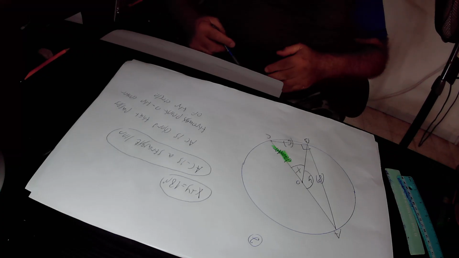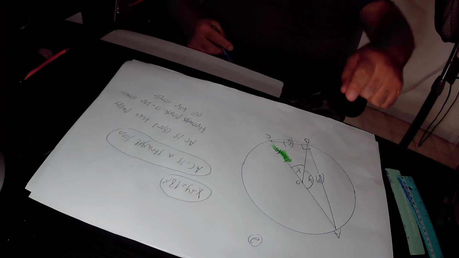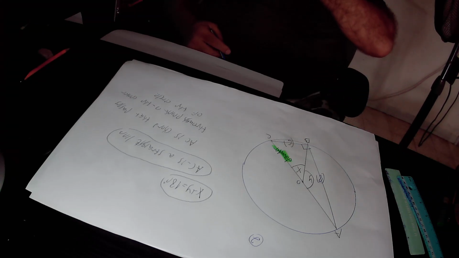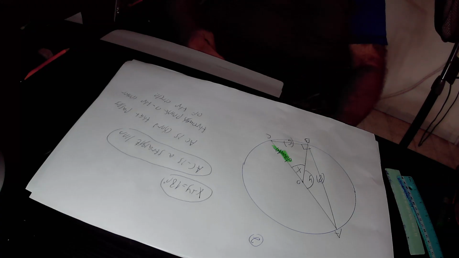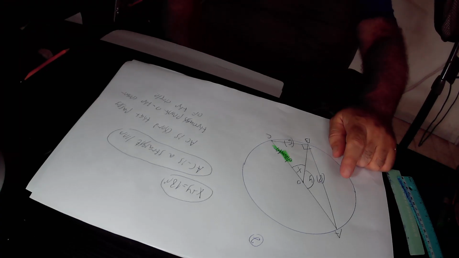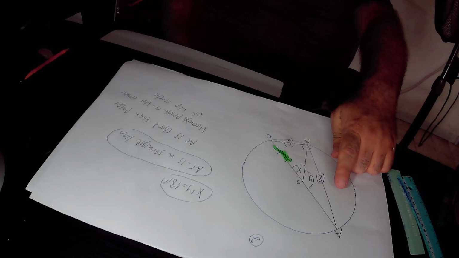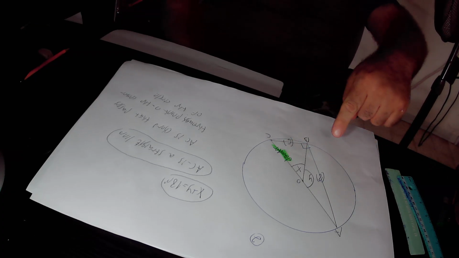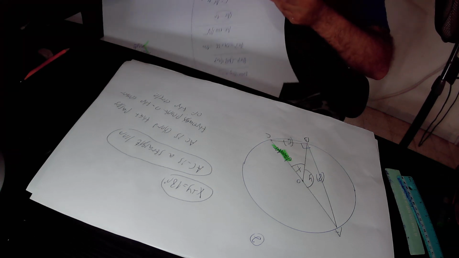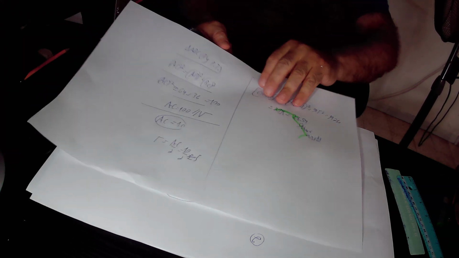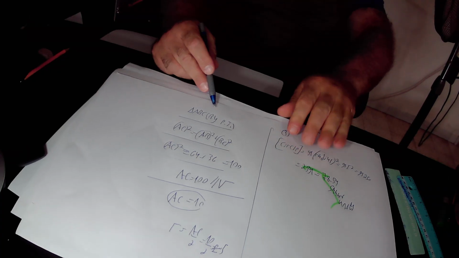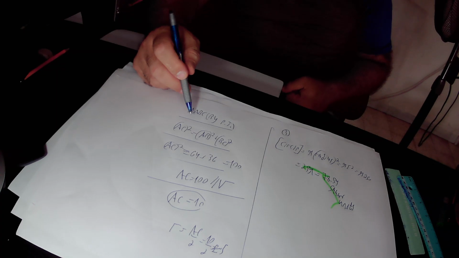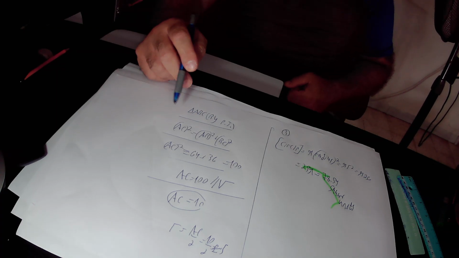So in the next step, we implement the Pythagoras theorem on this right triangle, triangle ABC. According to the Pythagoras theorem, in any right triangle, the square of the hypotenuse equals the sum of the squares of the perpendiculars. So in this right triangle ABC, according to the Pythagoras theorem, AC squared, that is the square of the hypotenuse, equals AB squared plus BC squared.